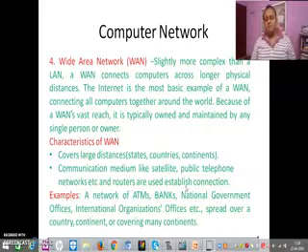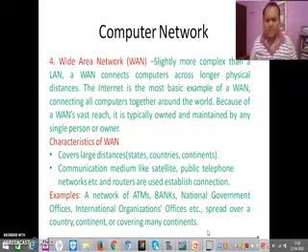Now examples are a network of ATMs and banks, national government offices, international organizations spread over a country, continent, or covering many continents. If I take an example of your mobile phone companies, your computer companies, Infosys, HCL, all are multinational companies which have their different setups in different countries, states, cities, continents. So they can easily interact with each other and can share their data.